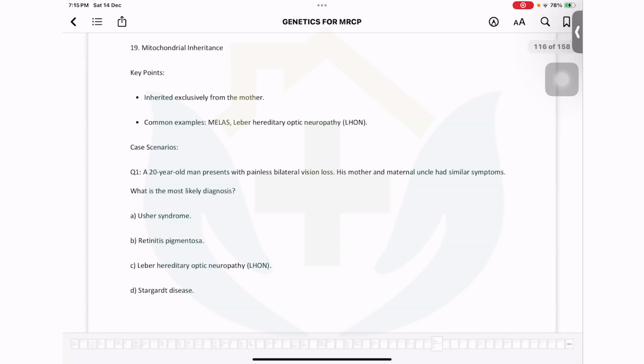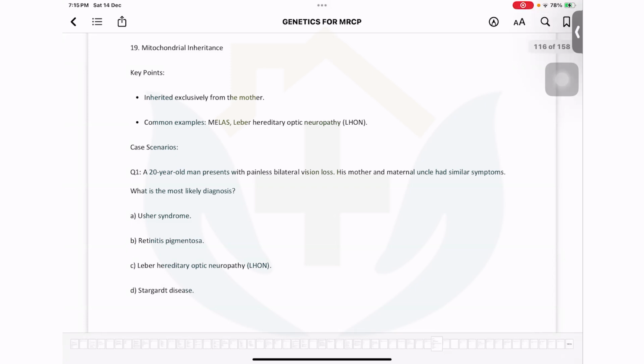Let us do some questions. A 20-year-old man presents with painless bilateral vision loss. His mother and maternal uncle also have similar symptoms. What is the most likely diagnosis? Leber hereditary optic neuropathy. Yes.